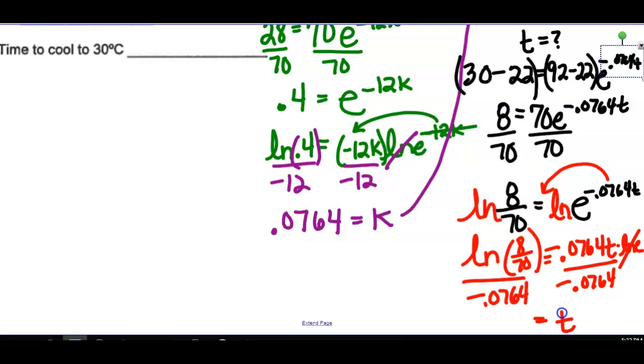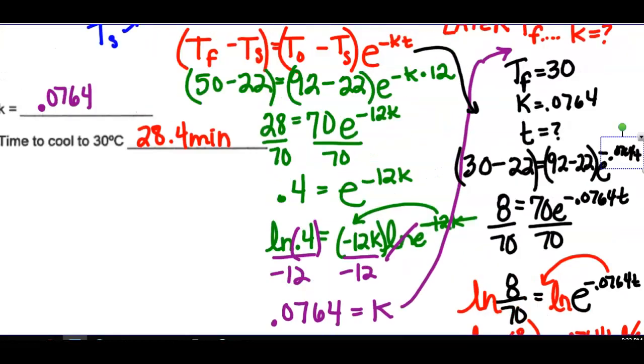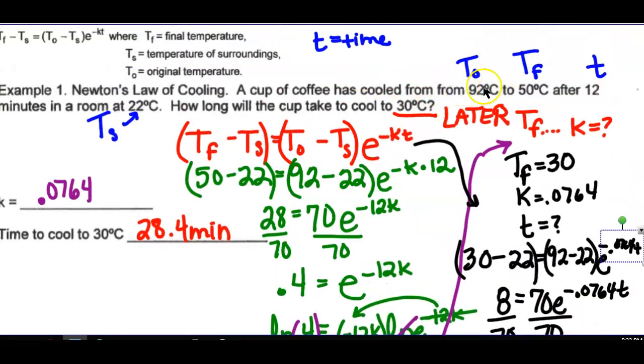Natural log of 8 divided by 70. Okay, I got negative 0.216, and then I'm going to divide that by negative 0.0764. And I get 28.4. So we're going to say 28.4 minutes is how long it would take from the time we took it out of the microwave at 92 degrees to the time it was down to 30 degrees. Okay?